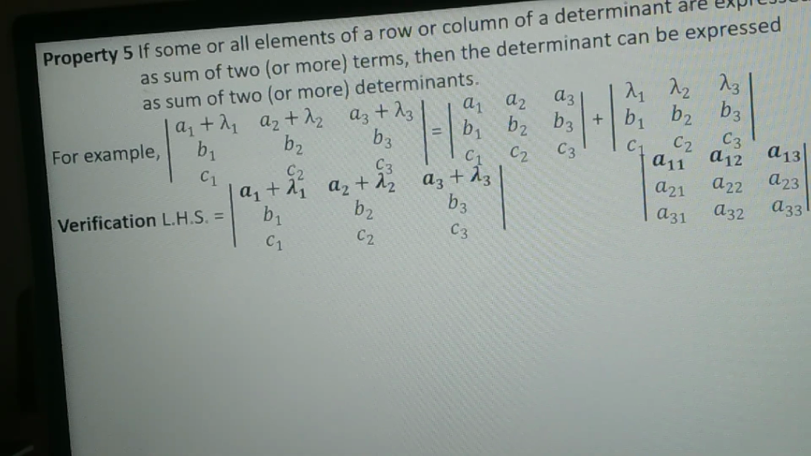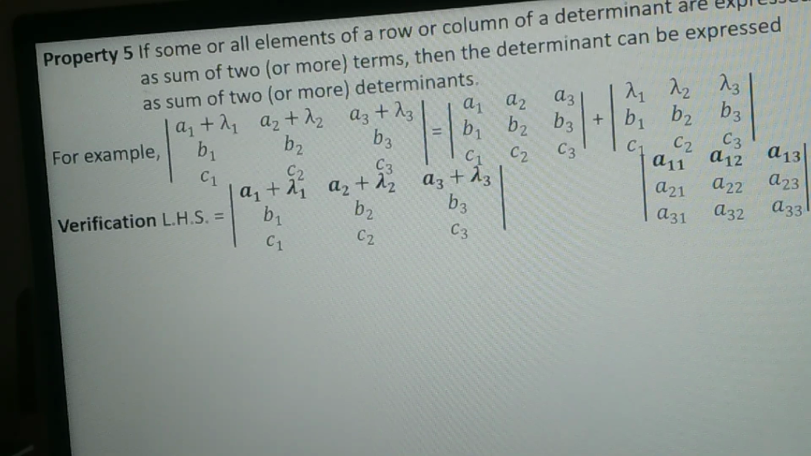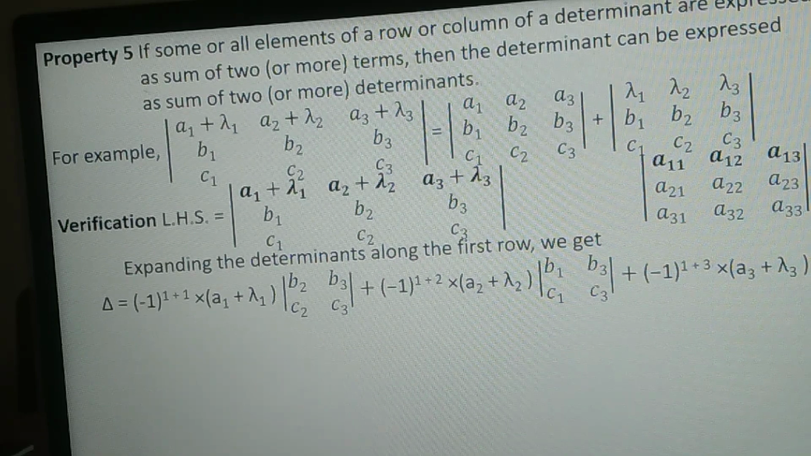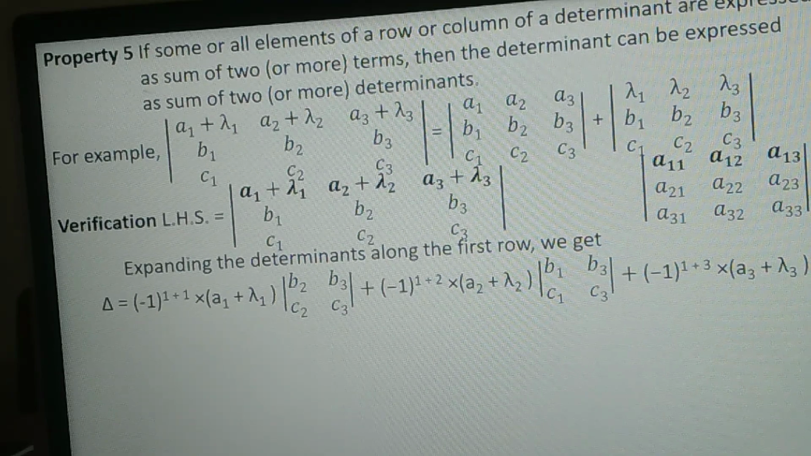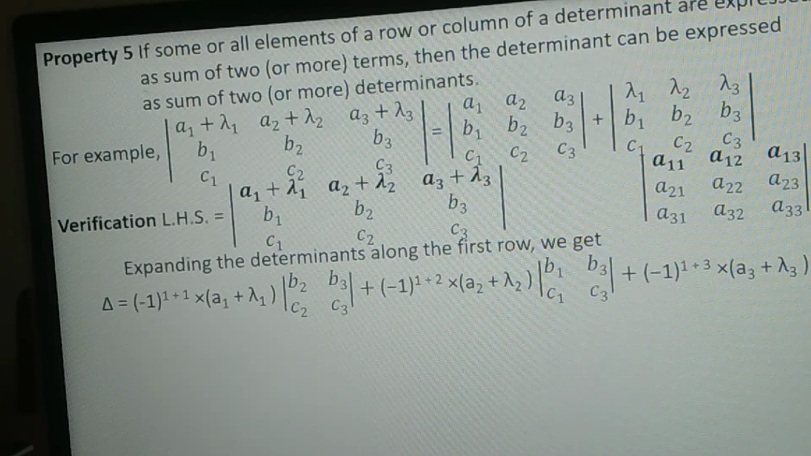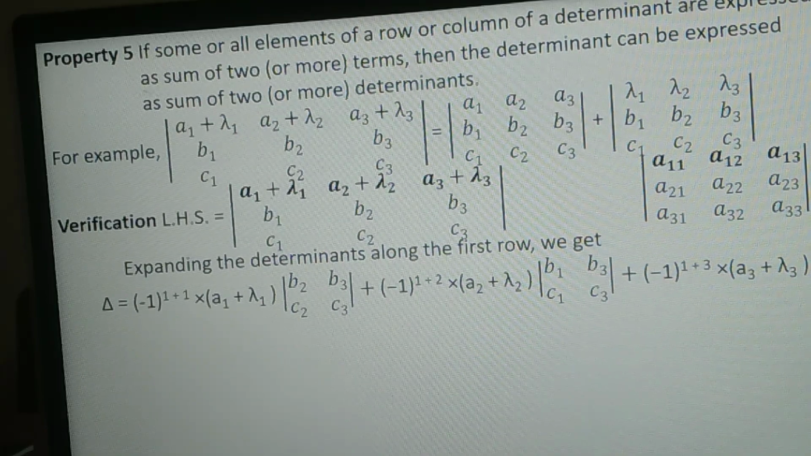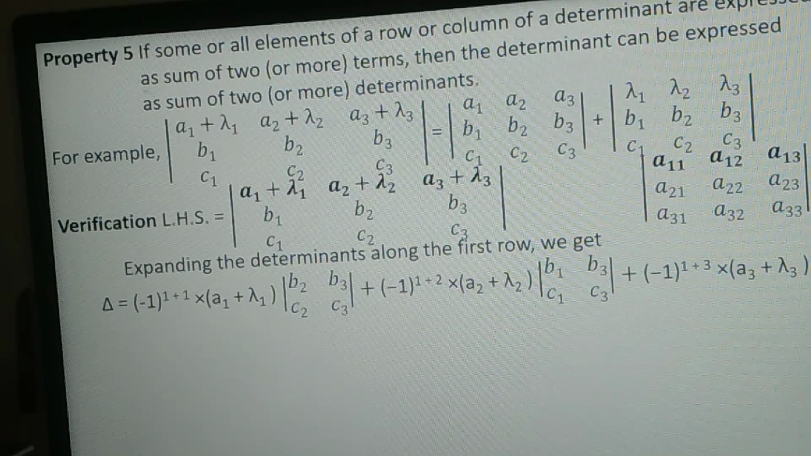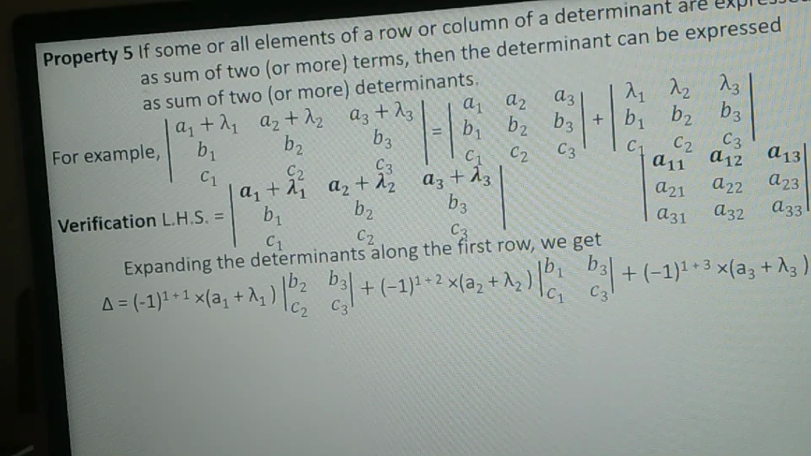Verification. Left hand side is equal to determinant a1 plus lambda 1, a2 plus lambda 2, a3 plus lambda 3, b1, b2, b3, c1, c2, c3. Expanding the determinant along the first row, we get delta is equal to minus 1 the whole raised to 1 plus 1 into a1 plus lambda 1 into determinant b2, b3, c2, c3, plus minus 1 the whole raised to 1 plus 2 into a2 plus lambda 2 into determinant b1, b3, c1, c3, plus minus 1 the whole raised to 1 plus 3 into a3 plus lambda 3 into determinant b1, b2, c1, c2.